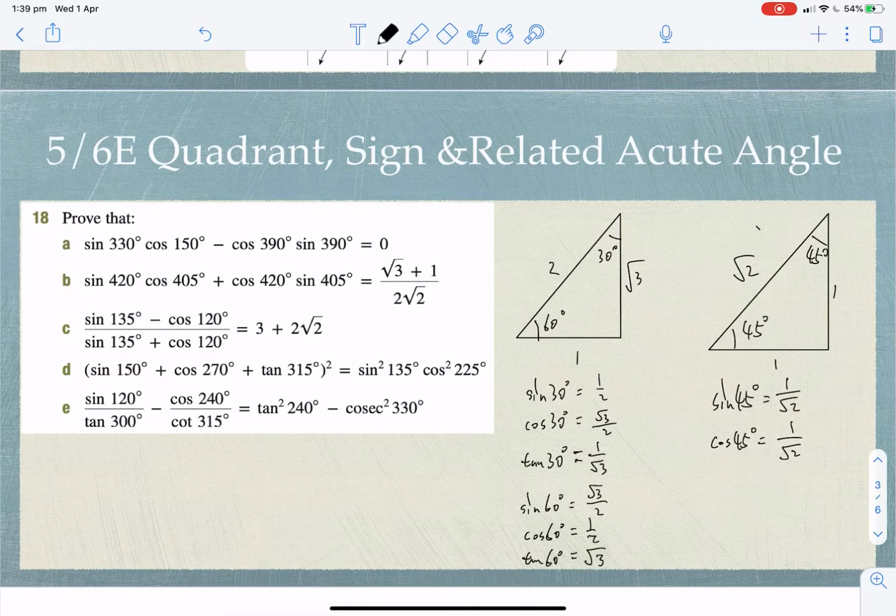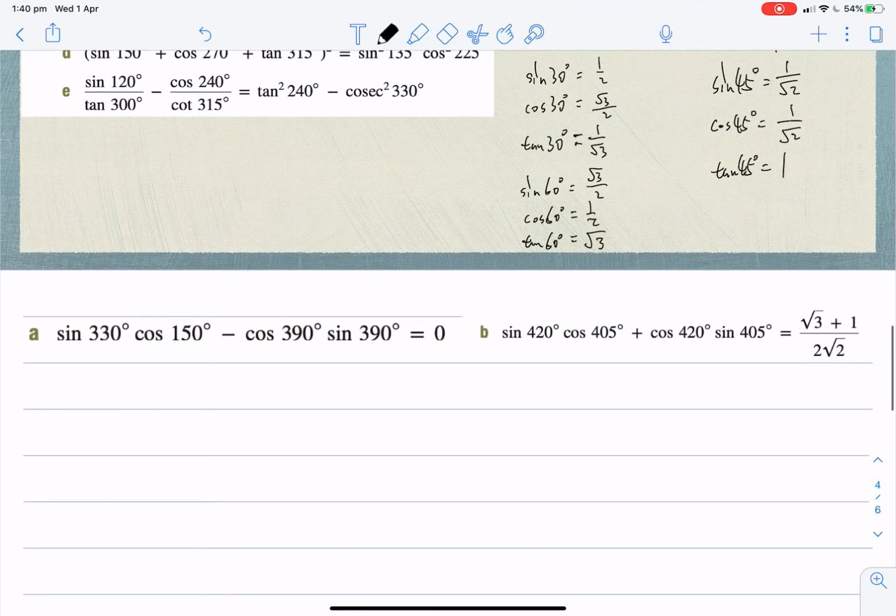1 over square root of 2. Tan 45 degrees is 1. Okay, so with this we can, because all of those use absolute value, so we need to use absolute value as well. So yeah. All right, so let's move on to A and B.